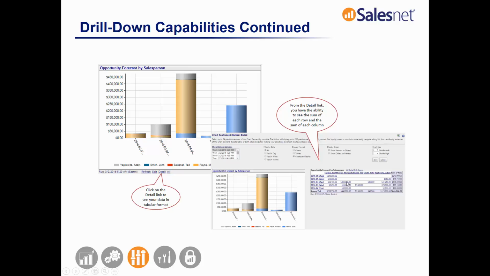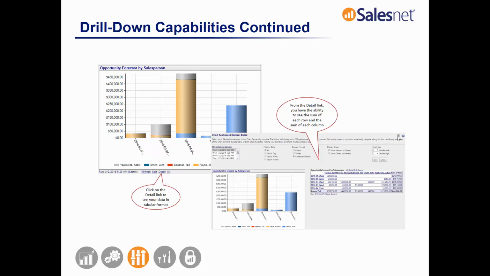I can click through on any of these cell links to get to a drill down report, and I can also take this entire display, graphic and data, and export it to Excel. So this is very handy if you need to present information outside of SalesNet. You get a nice graphical representation as well as the data that's behind it.